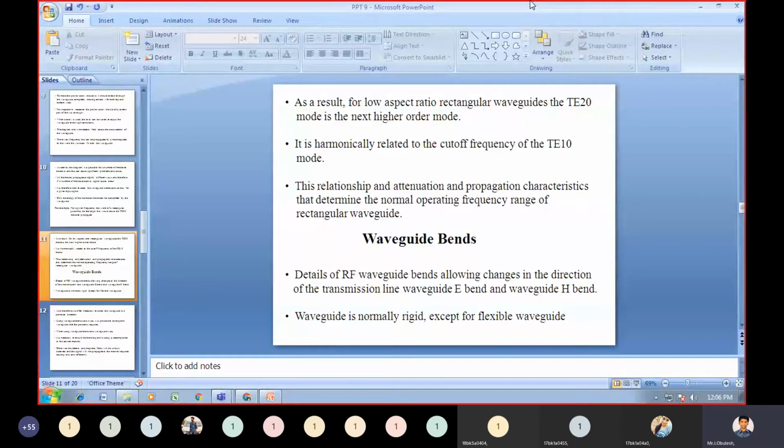You need to allow the changes in the direction of the transmission line: waveguide E bend and waveguide H bend. These two bends allow the change in direction of the transmission line of the wave. And the waveguide is normally rigid, except for flexible waveguide.